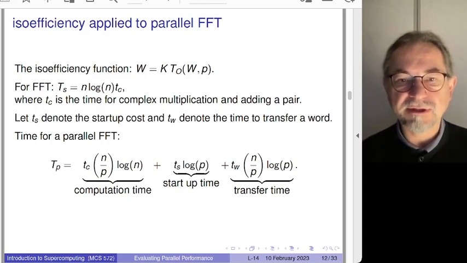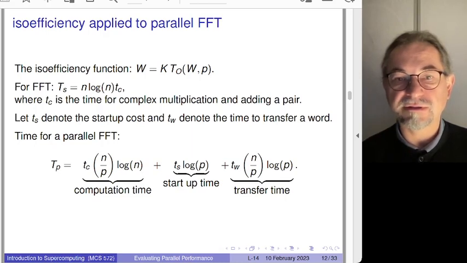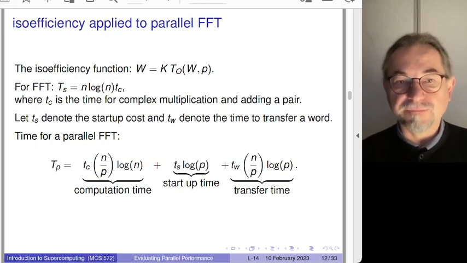If we look at the parallel computation, we have a startup cost that depends on the number of processors. We have also a communication cost. The communication cost is the startup time plus the transfer time. For the parallel computation time, we divide the serial time by the number of processors. So the overhead is written here by the communication time, startup time and transfer time.